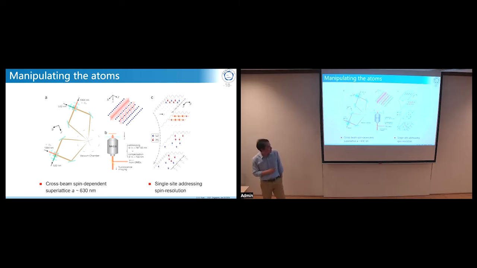We can also apply a trick here. You can see we have the lattice beams here and another orthogonal one. Below the chamber, we have the objective for addressing any of the single atoms. So here we have the capability for manipulating, for example, these two lines of atoms.